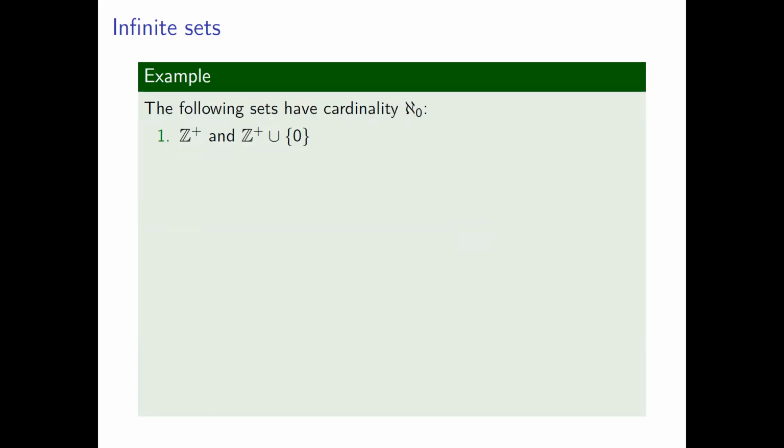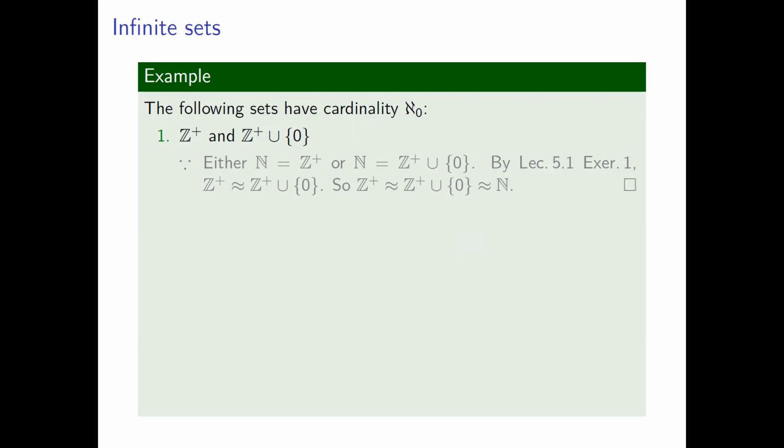For example, the set of positive integers and the set of non-negative integers both have cardinality aleph naught. Indeed, recall that depending on the convention being used, the set of natural numbers is either the set of positive integers or the set of non-negative integers. By exercise 1 in lecture 5.1, the set of positive integers is numerically equivalent to the set of non-negative integers. So, by the transitivity of numerical equivalence, the set of positive integers and the set of non-negative integers are both numerically equivalent to N.